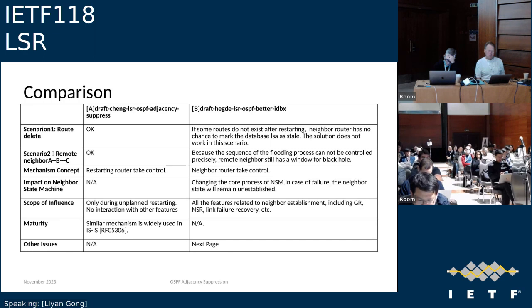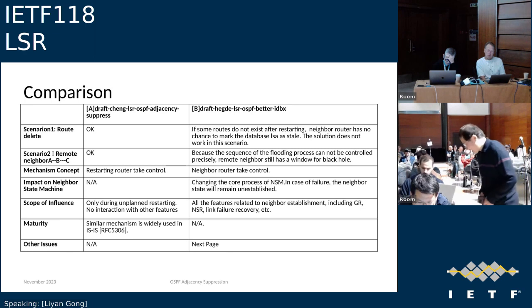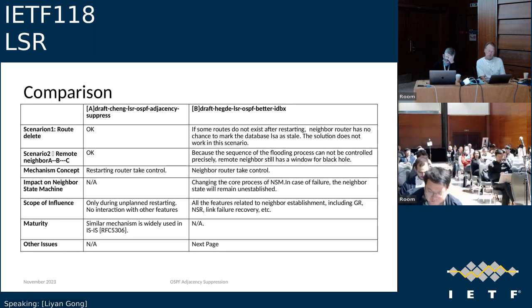And the third one, the scope of influence. Solution A applies only during the unplanned restart, and I think it has no interaction with other features. But solution B will go through all the features related to neighbor establishment, including GR, NSR, or link failure recovery, etc. So we think that's also a big risk. The last one, the maturity. The mechanism of solution A is similar to ISIS, and it's widely used in the network. In general, we think an effective and less risky solution should be preferred.